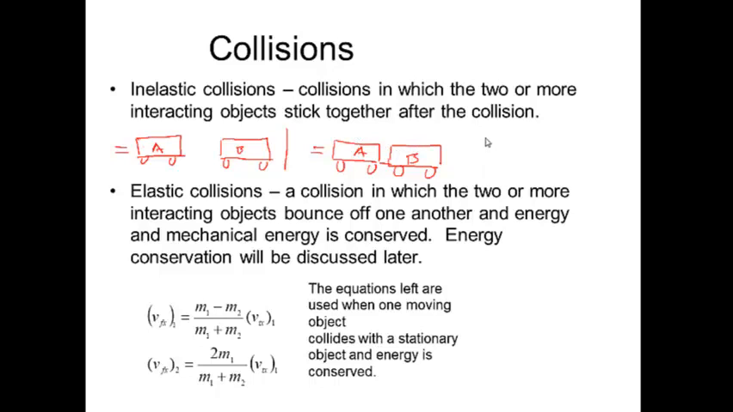So we would say, setting up the equation, P_AI plus P_BI equals P_AB,F together. B was not moving initially, so this is 0. So P_AI equals the sum of the momentums afterwards.